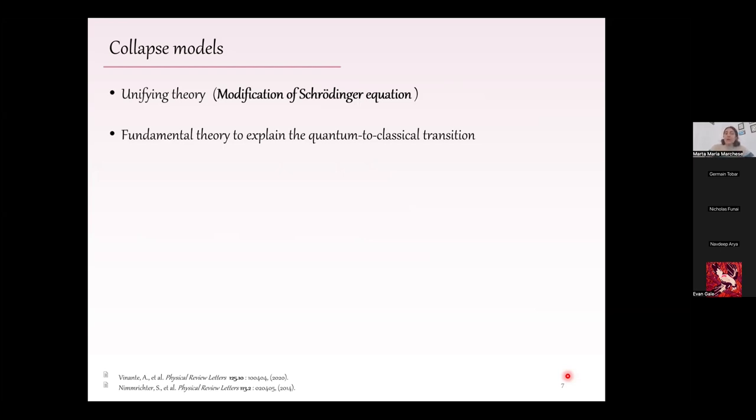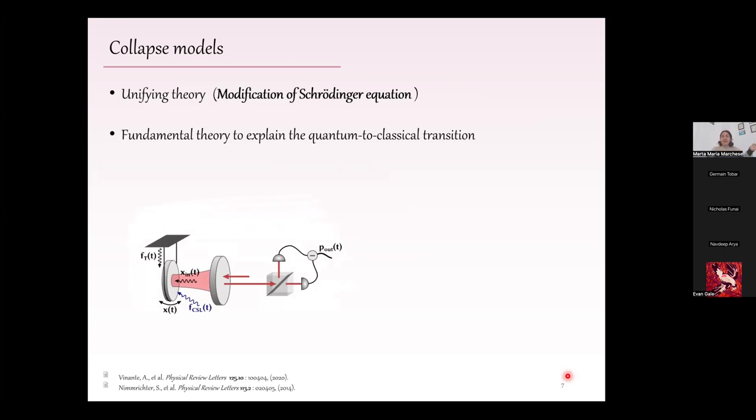The problem is that they are very difficult to test because the effect is small, and it is almost impossible to discriminate. The result will be an extra dissipative mechanism affecting your system. So it is difficult to say whether this dissipation, this decoherence, comes from this theory or from some unknown other dissipative effect I might not be considering.